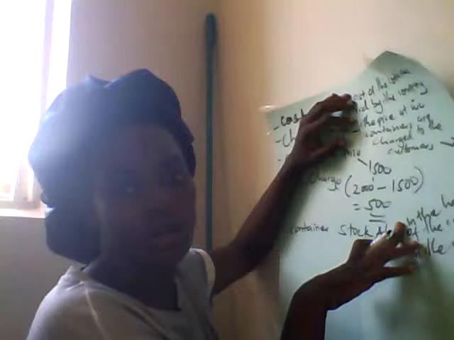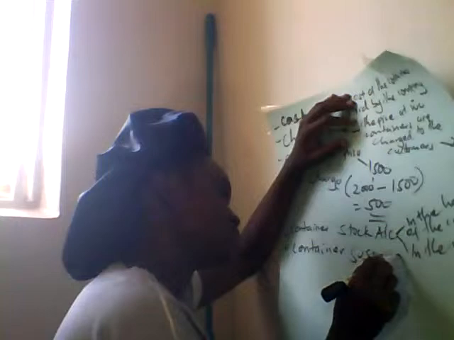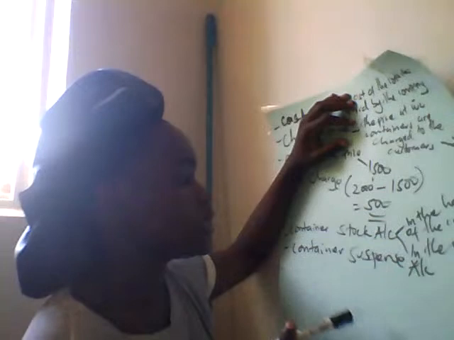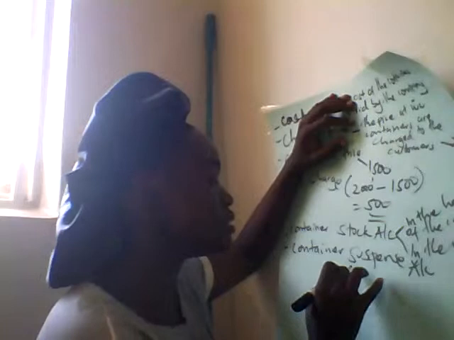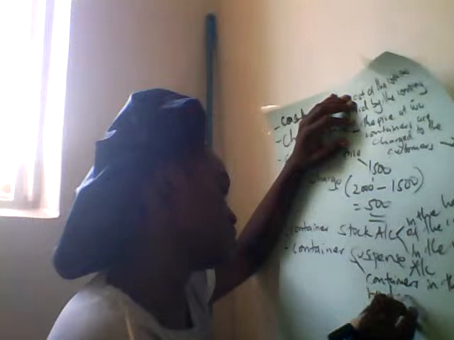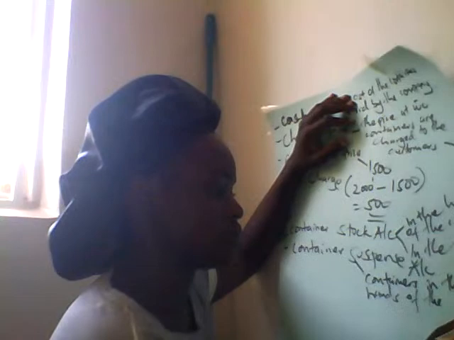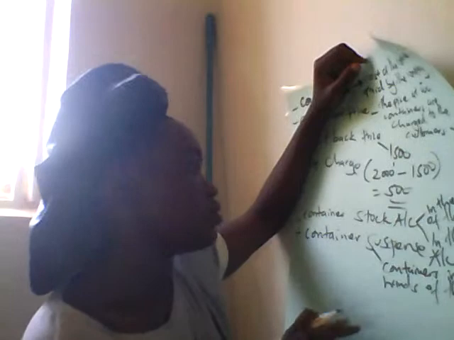Then the second one that we have is the container suspense account. This one records containers in the hands of the customers. There is a video on that playlist of accounting intermediate that shows the formatting of the container suspense account.